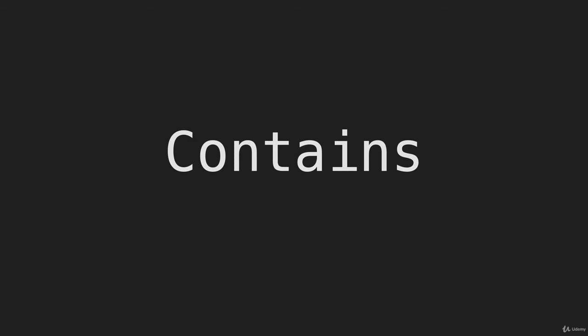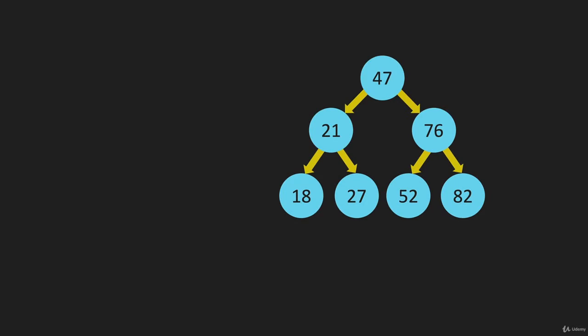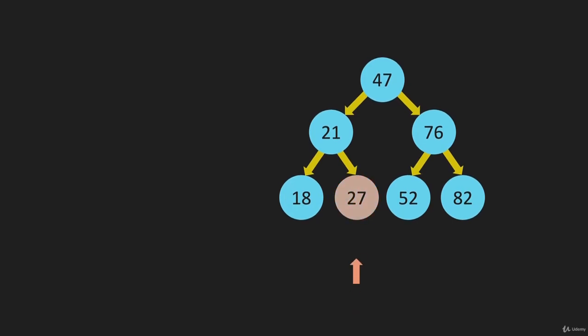So now let's build out our contains method. I'm going to bring up a tree here, and I'm going to do the same thing I did with insert, where I write out all the steps, and then we code it. So let's say that we're trying to find out if this tree contains the number 27.